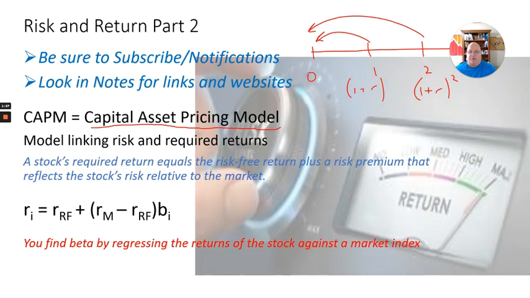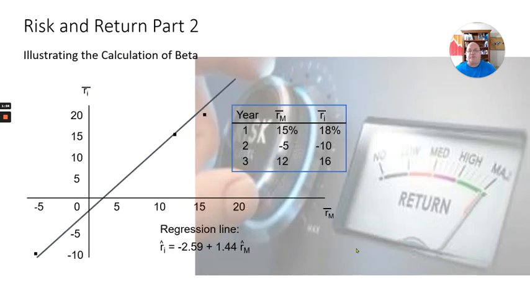The required return is a risk-free rate. Everyone should get something just for not having access to their money. Plus what is many times called a market risk premium, which is the return of the market minus the risk-free rate. And you scale it by how risky your company is relative to the market, and that is called beta. You find beta by regressing the returns of the stock against the market. Sounds a lot more complex than it actually is.